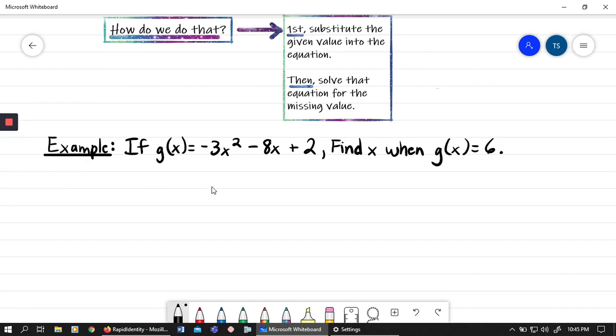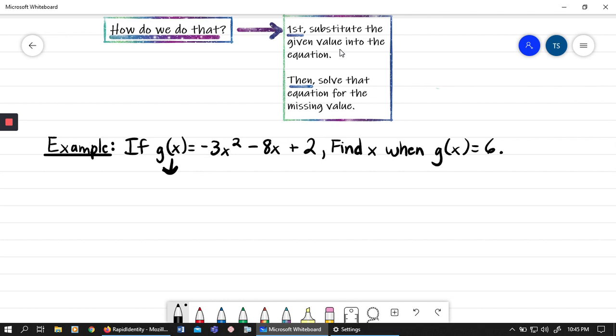So again, we're gonna look at this example, and we're going to substitute the given value there. So we're given the fact that g of x equals 6. Okay, and they want us to find the x value when g of x equals 6. So if they're telling us that g of x equals 6 here, clearly, guys, we need to substitute 6. We need to replace the g of x with 6, right?